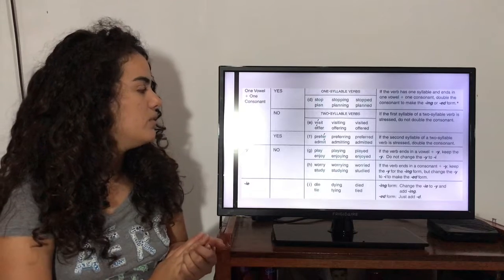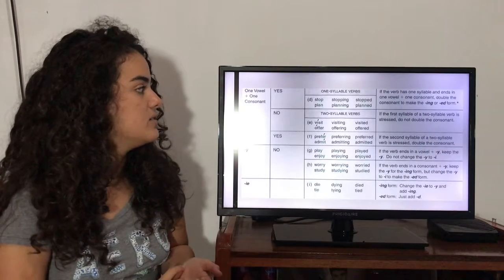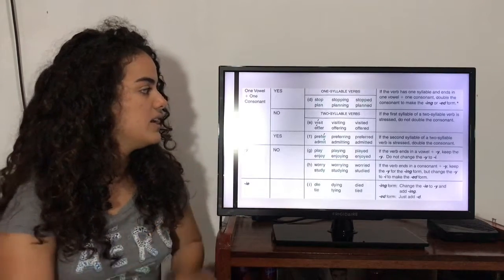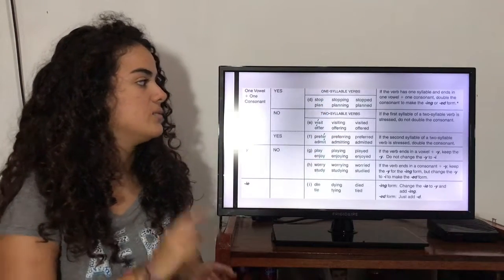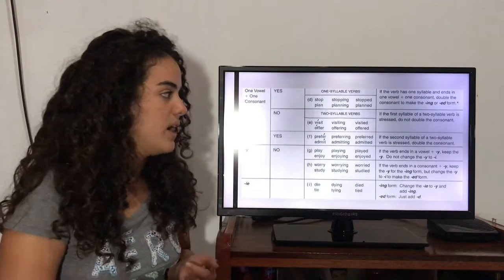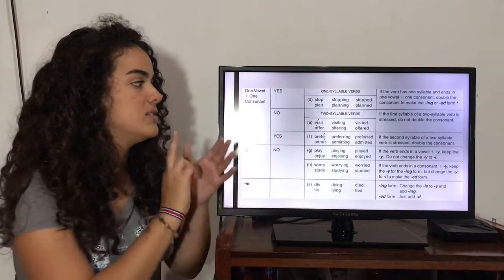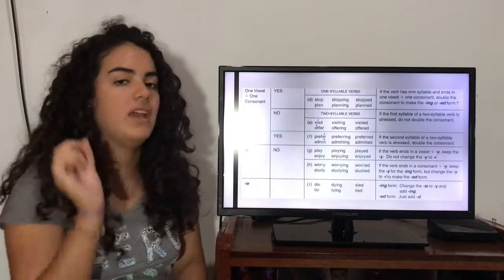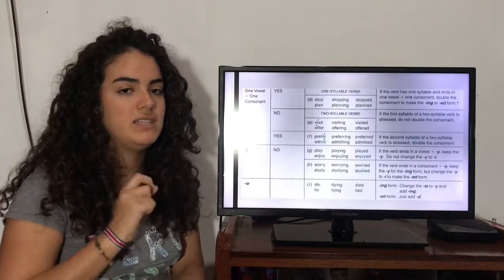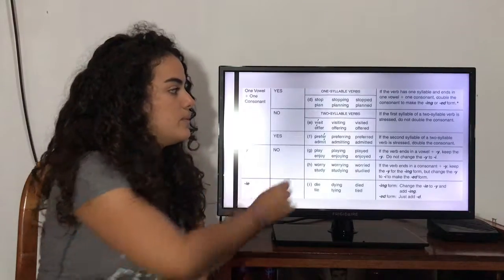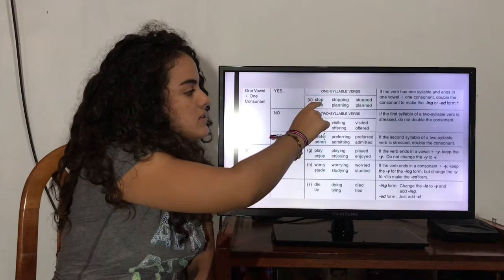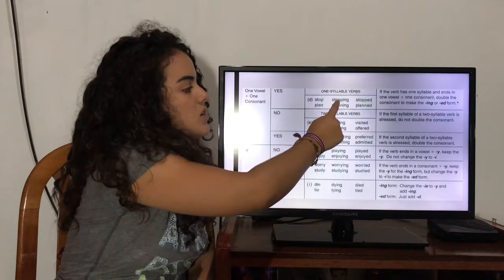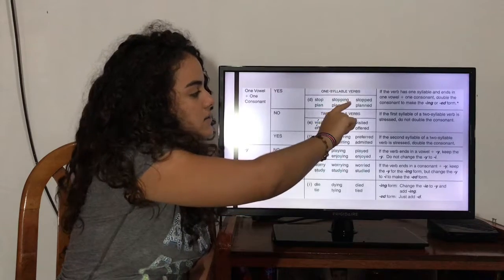We had one vowel plus one consonant. So when it has a double consonant like stop, it's when the verb has one syllable and ends in one vowel plus one consonant. So we need to double the consonant for the ing verb and for the ed verb. So stop: consonant, vowel, consonant. Stop, double consonant, pp, ing.